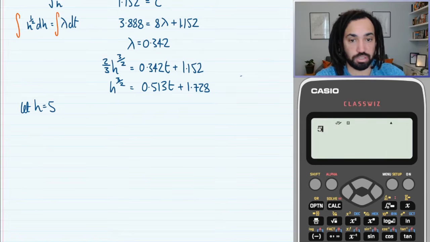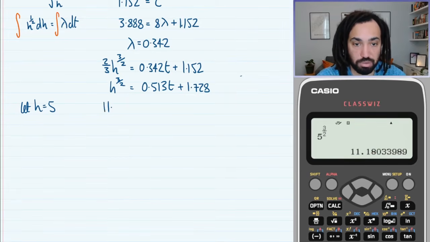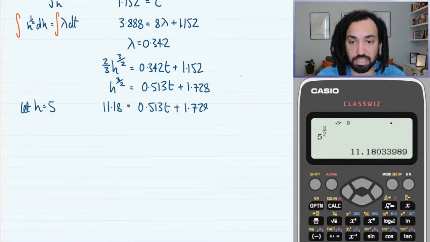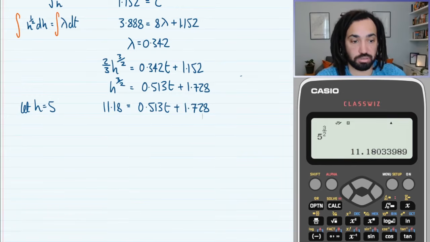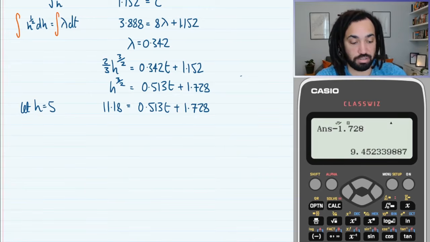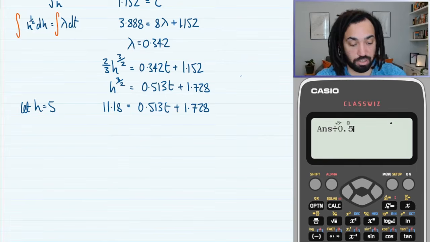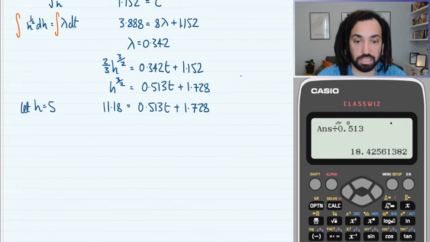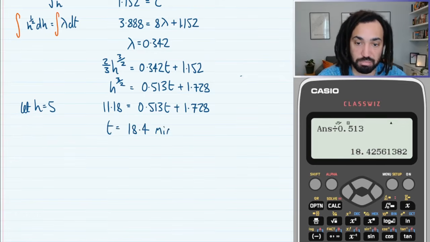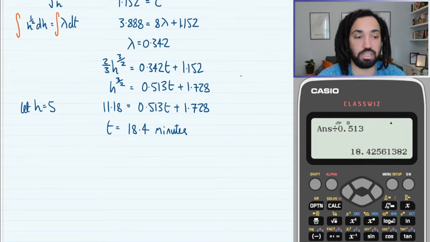So the first thing we'll do is just do 5 to the power of 3 over 2, like so. So we get 11.18 is equal to 0.513t plus 1.728. And then we're just going to solve this equation. So minus 1.728 and then divide by 0.513. So we get that the time is equal to 18.4, and we'll put this as minutes because that was the units that we were using.